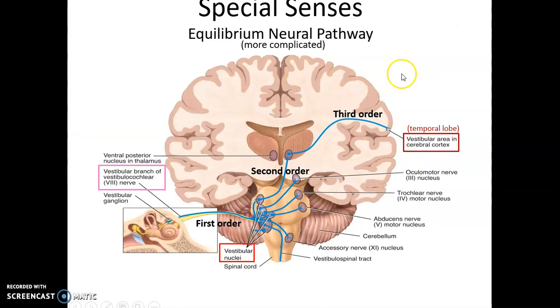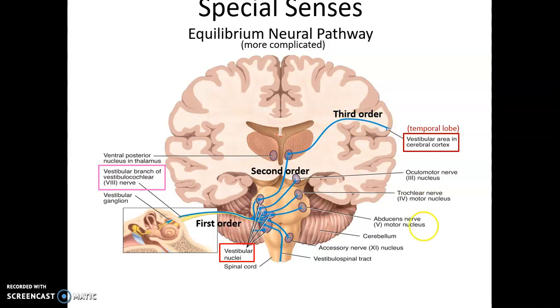All right, the equilibrium neural pathway is a little more complicated than some of the others, but we're going to keep it simple and ignore some of that complication. So basically, the equilibrium signals travel via the vestibular branch and enter the vestibulocochlear nerve. So the first order sensory neurons are traveling through the vestibulocochlear nerve and then reach the brain stem, either the pons or the medulla oblongata. They then synapse with second order sensory neurons, and at least some of those will then go up to the thalamus, where they will synapse with the third order sensory neurons and lead to the vestibular area in the temporal lobe.